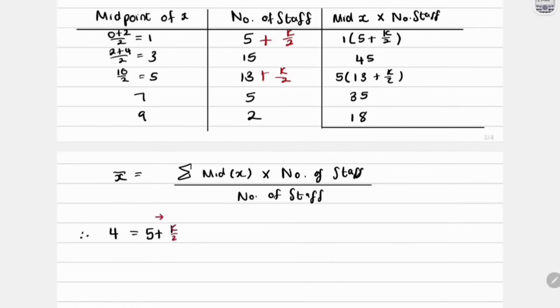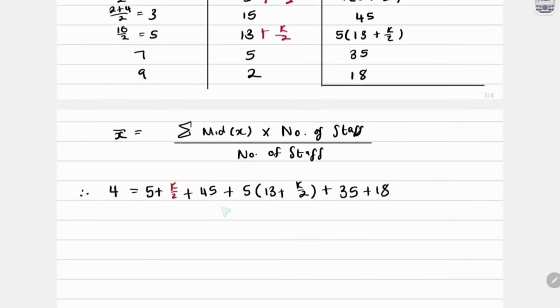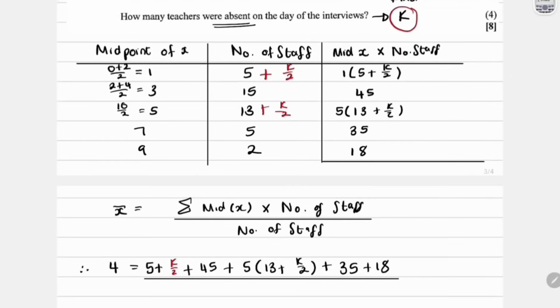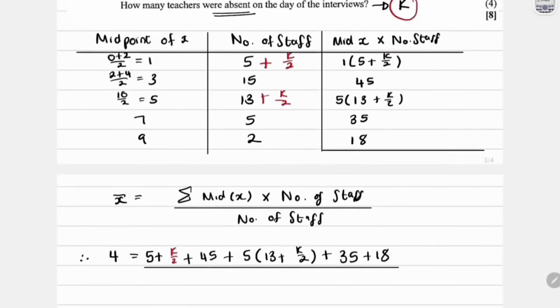And I'll just leave that in red because we're trying to solve for k really. And then we're saying plus the next value we have, 45 glasses of water there. And then the next one plus, we're saying 5 times 13 plus k over 2. And then plus the 35. And then plus the 18. And we're going to divide all of this by the total amount of staff members that we had.